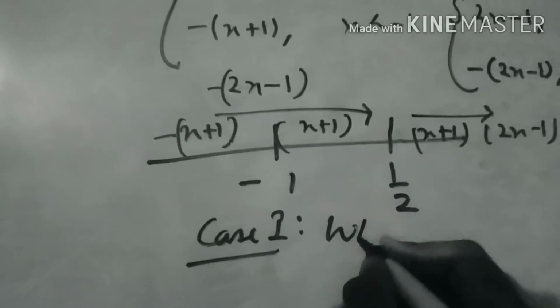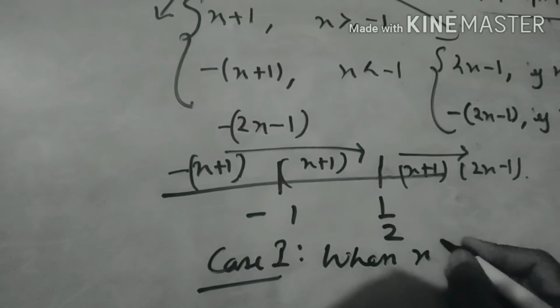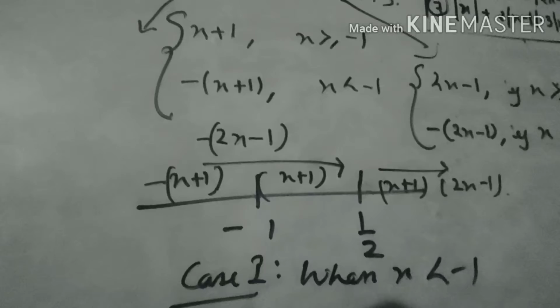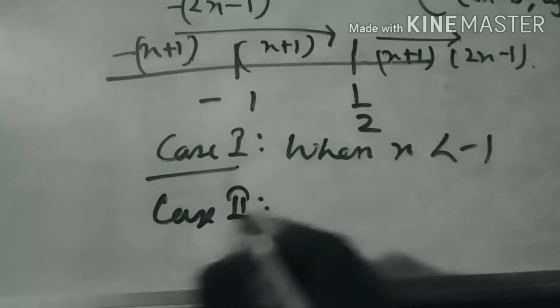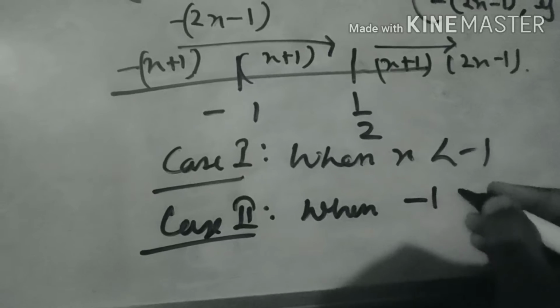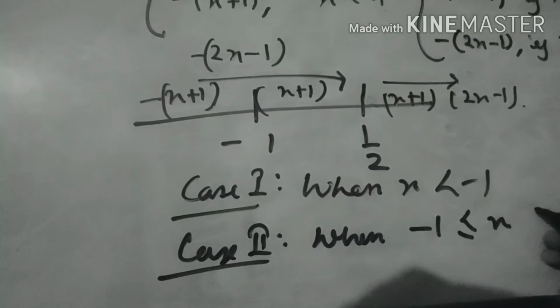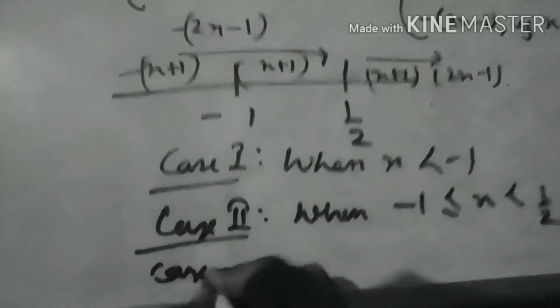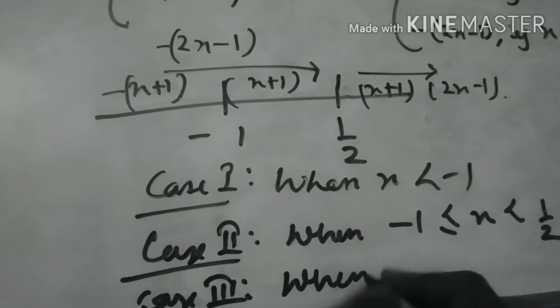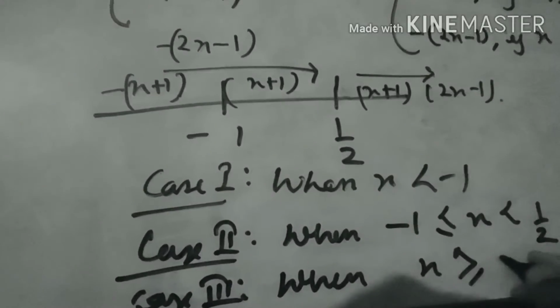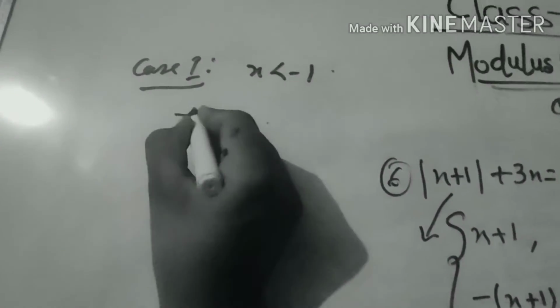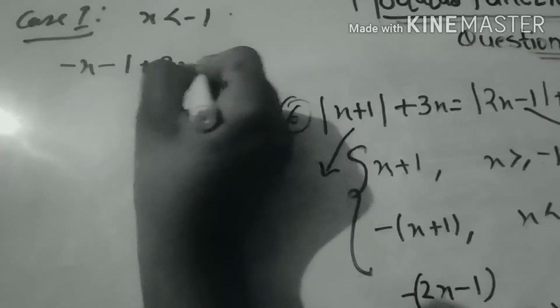Case 1, when x is smaller than minus 1. Case 2 will be when x is greater than equal to minus 1 but is less than 1 by 2. And case 3, when x is greater than equal to 1 by 2. So we'll be solving these 3 cases. Like in case 1 we'll be seeing that x is less than minus 1. When x is less than minus 1, we'll get minus x minus 1 plus 3x equals to 2x minus 1, which will be written as 1 minus 2x plus 3.